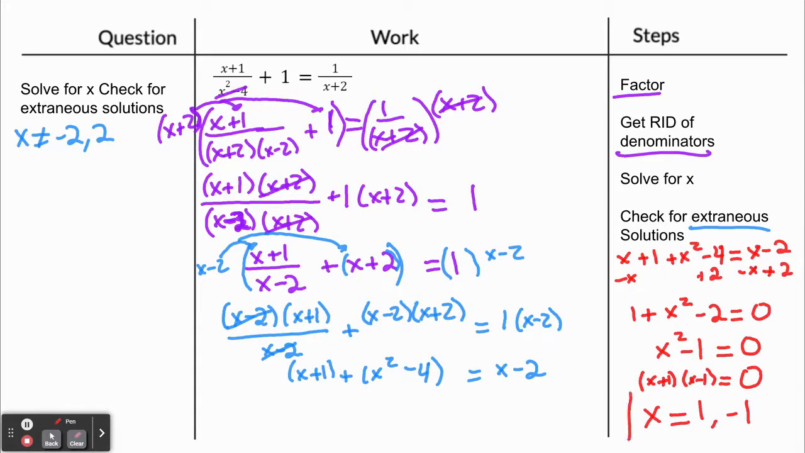So now the last step here is to double check and make sure I have no extraneous solutions. I can check this answer here with my excluded values here. None of them are the same. Therefore, my final answer is x equals 1 and -1.